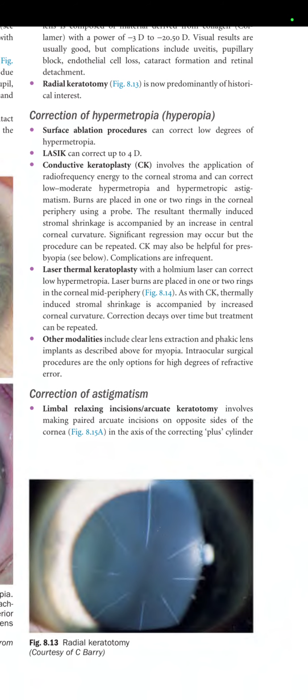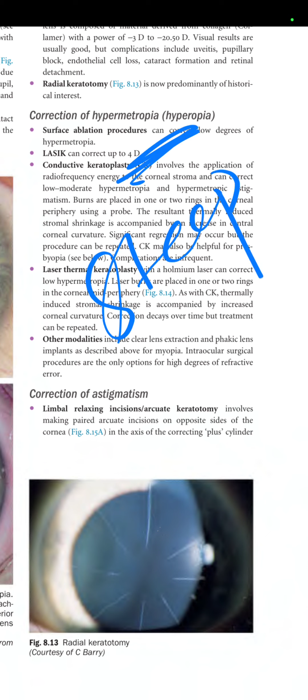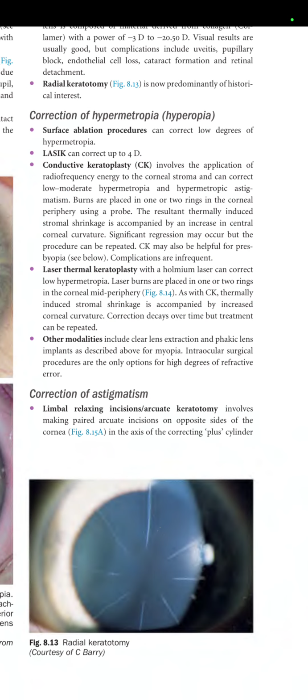Correction of astigmatism is very important. Limbal relaxing incisions or arcuate keratotomy. What you do is basically, where there is a steep axis, you put the incision on that side. It will correct the astigmatism of that side.